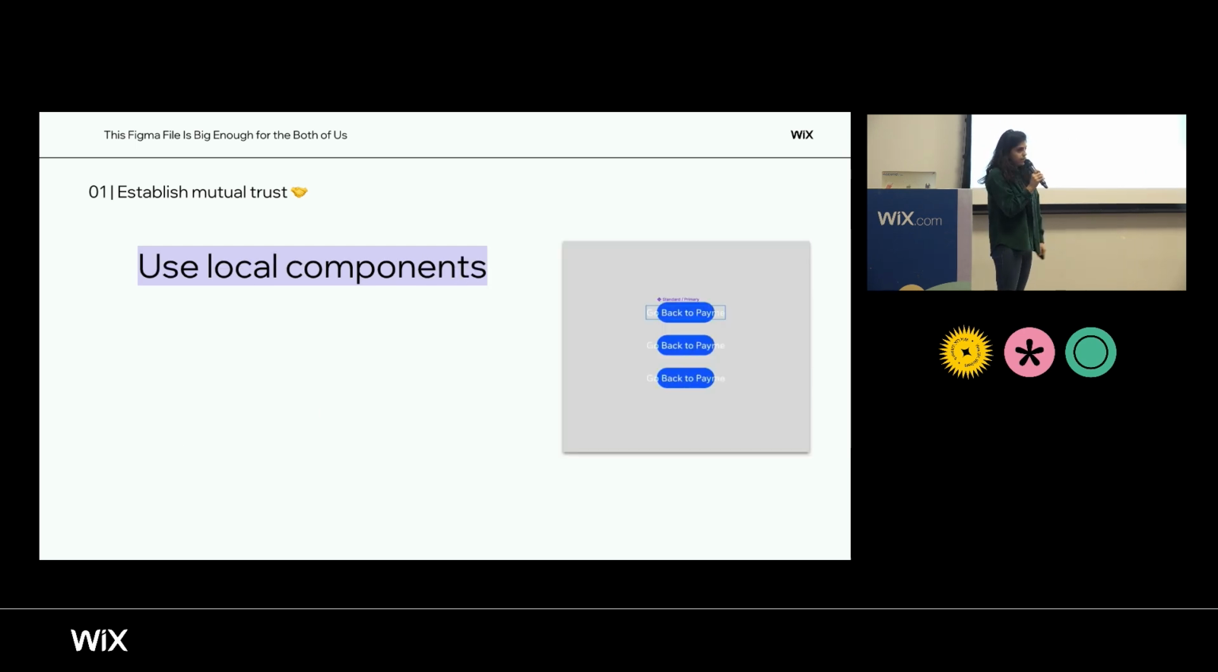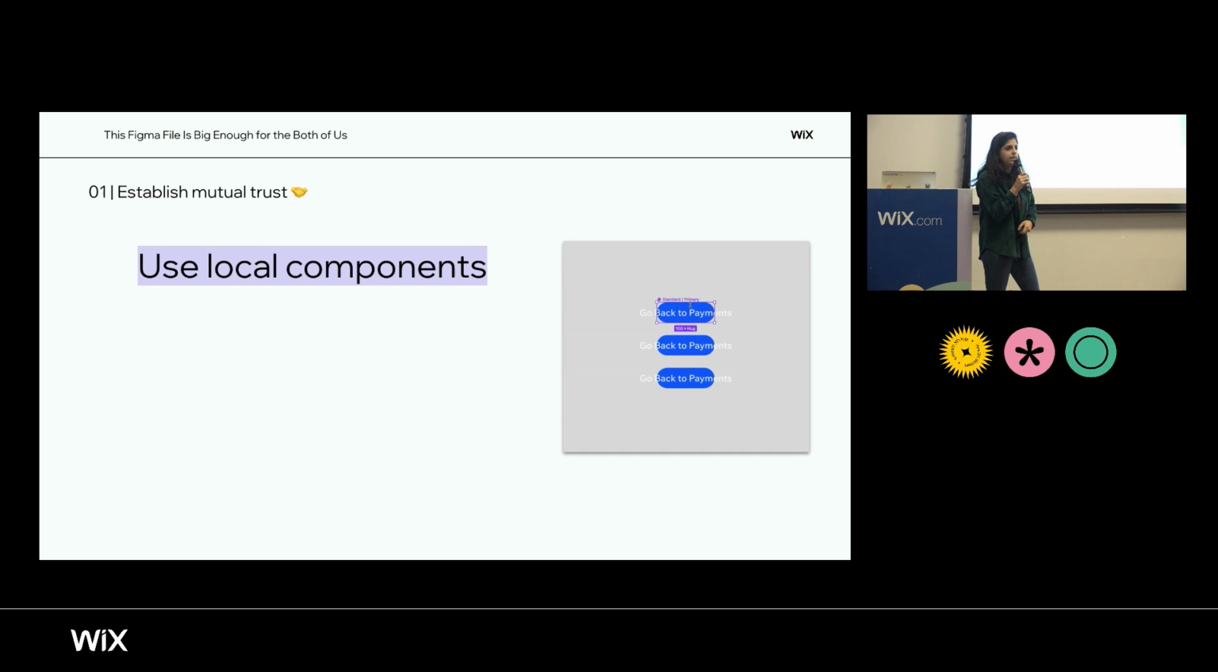So that's one thing. Another thing about creating trust is using local components. I'm not going to explain what they are because that's going to take me a while and a lot of flowcharts. But basically, it's a really handy way to update text across the entire file. So first of all, it's easier to update, right?